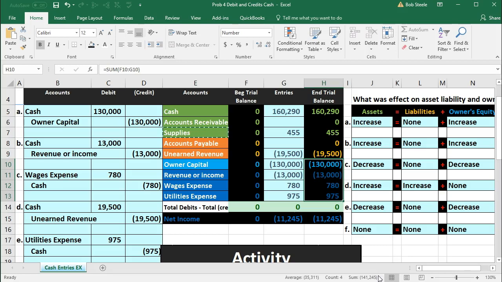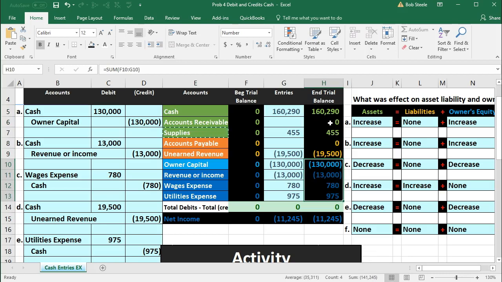That same number, remember that number, 141,245, could also be calculated using the accounting equation of assets minus liabilities, meaning the green accounts, 160,290 plus the 455, minus the liabilities of 19,500, or the debits and assets minus the credits and liabilities, resulting in 141,245. Same number, 141,245. All the blue accounts have a credit of 141,245.